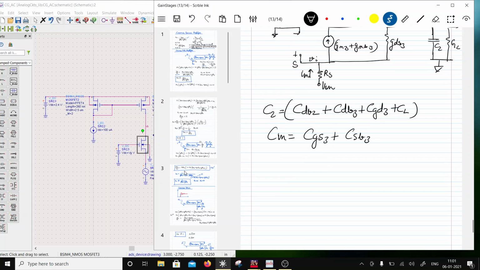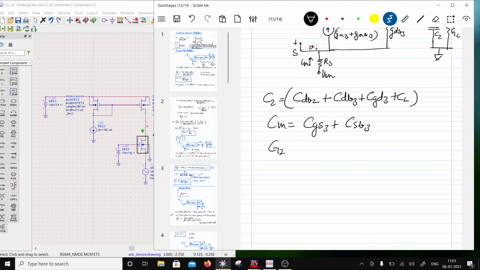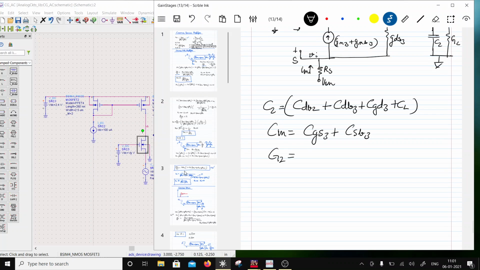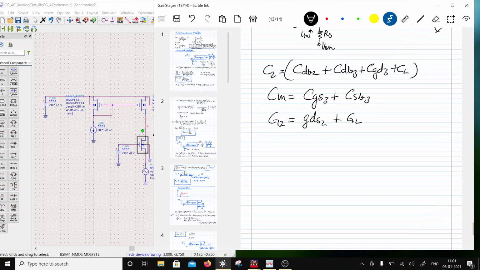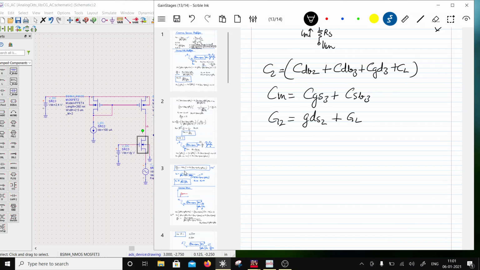And then G2 basically has got GDS2 plus GL, which is the load. So this is G2. Now having said that, let's write the equation at the output node.